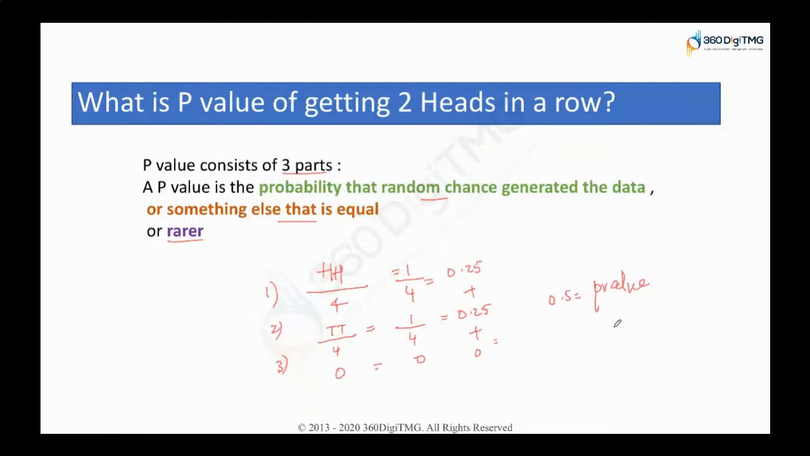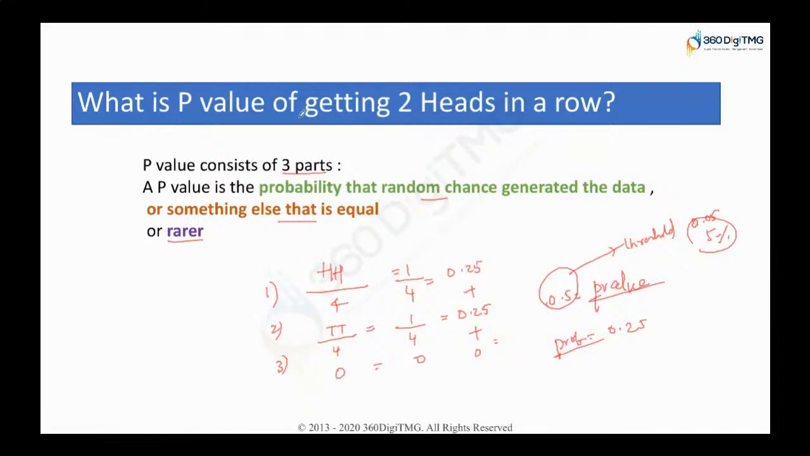And the probability value is 0.25. This p-value is being compared with your threshold. What's the threshold? 0.05. That is nothing but a 5% chance of you going wrong. This is how you calculate the p-value.